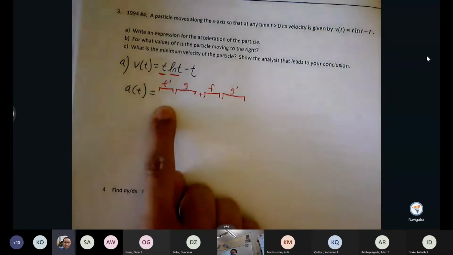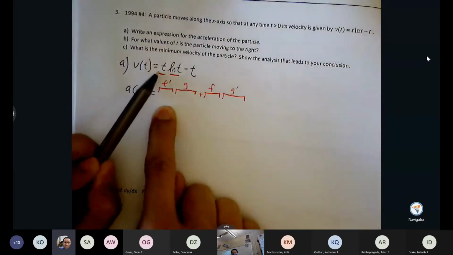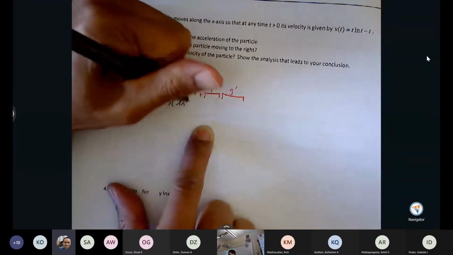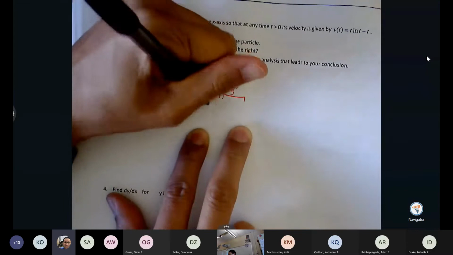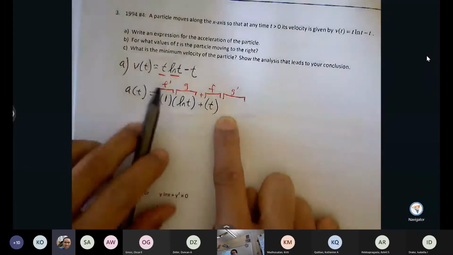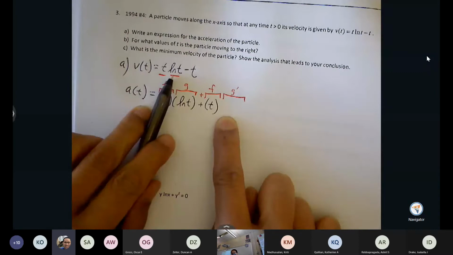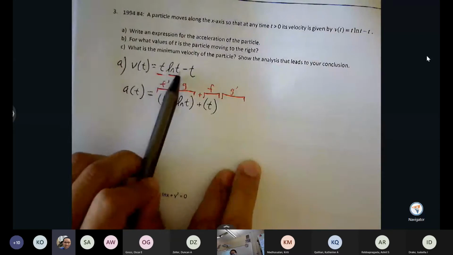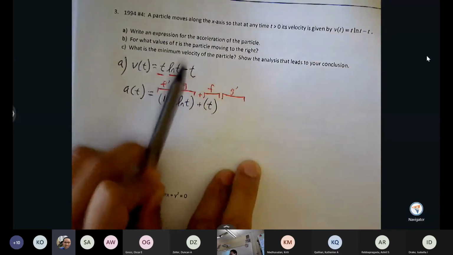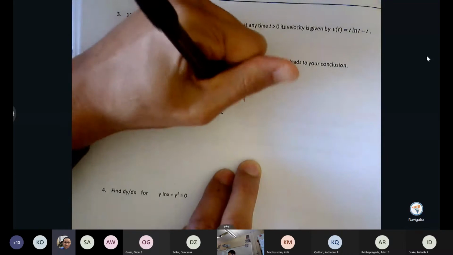Okay, what's f prime? 1. Just 1, right? f and g stay the same. And now we move on to g prime. What's natural log t's derivative? Would it be 0? Well, this is u prime over u, right? Natural log of t is u prime over u, so 1 over t.